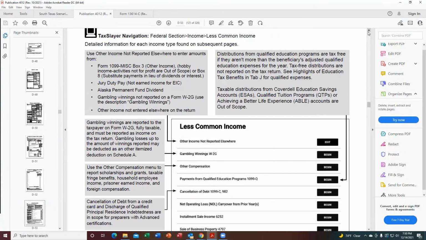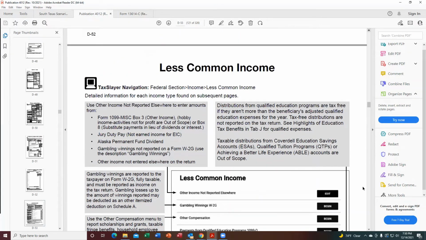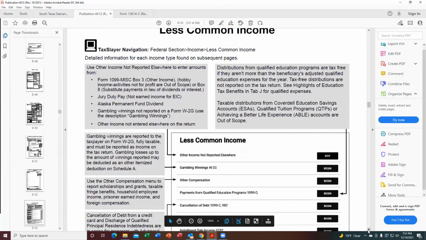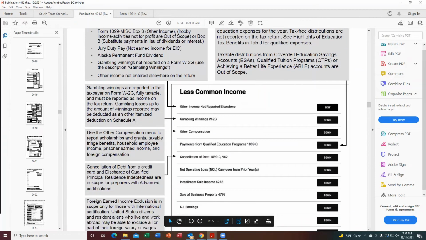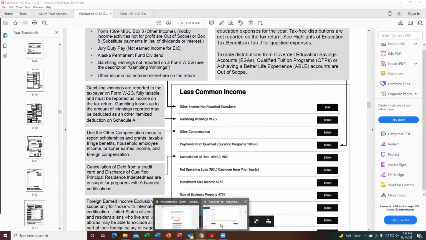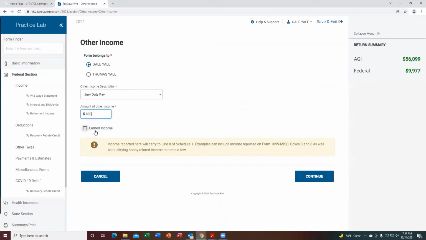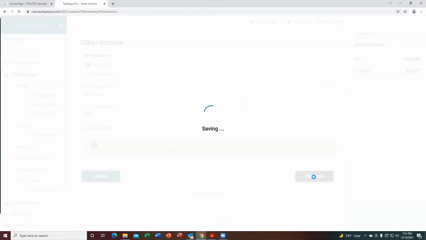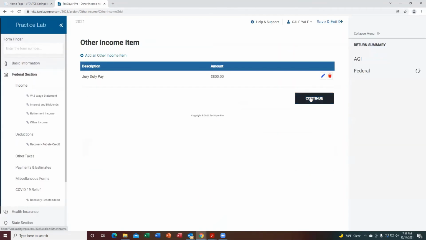What page was this? D53? Yeah. So this is the area of less common income. Be careful with this one. Jury duty pay, and it tells you not considered earned income for earned income credit. So in that area of the software, make sure that we do not check or select earned income, because that is not a source of earned income, in this case for the earned income credit. So it's the $800. We continue.